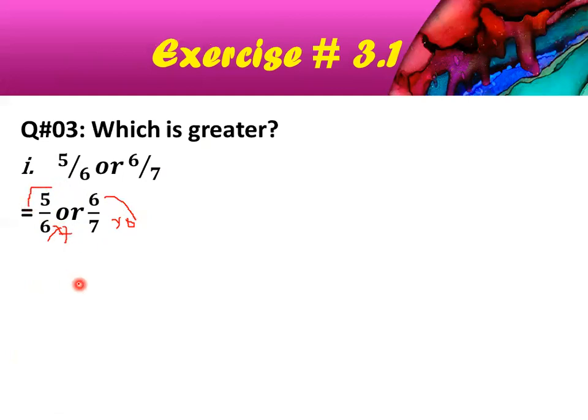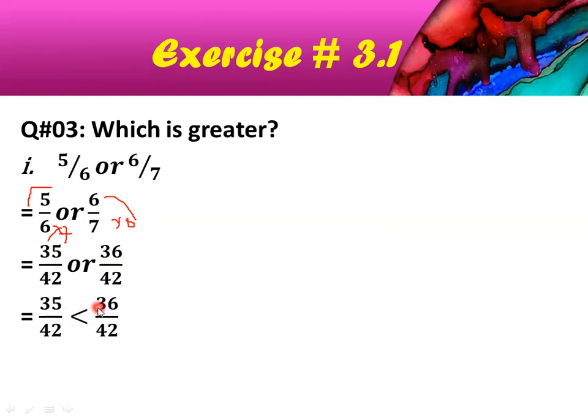So 5 multiplied by 7 becomes 35, and 6 multiplied by 7 will be 42. 6 multiplied by 6 will be 36, and 7 multiplied by 6 will be 42. As you can see, now your denominators are the same, 42 and 42. Now you can simply decide which one is greater, 35 upon 42 or 36 upon 42. So you will write that 36 upon 42 is greater than 35 upon 42.